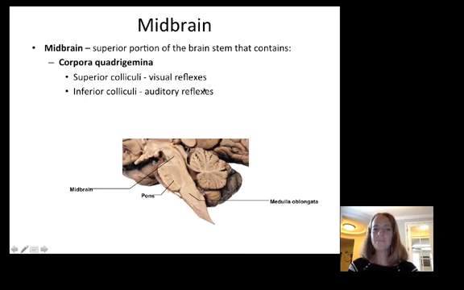The midbrain then is the superior portion of the brainstem, and it contains a couple of structures that you may remember from your anatomy course on the back of the midbrain called the superior and inferior colliculi. The superior colliculus is an important region of visual reflexes. The inferior colliculus is an important region of auditory reflexes. Also within the midbrain, many white matter tracts of axons are going to and from other regions of the brain.